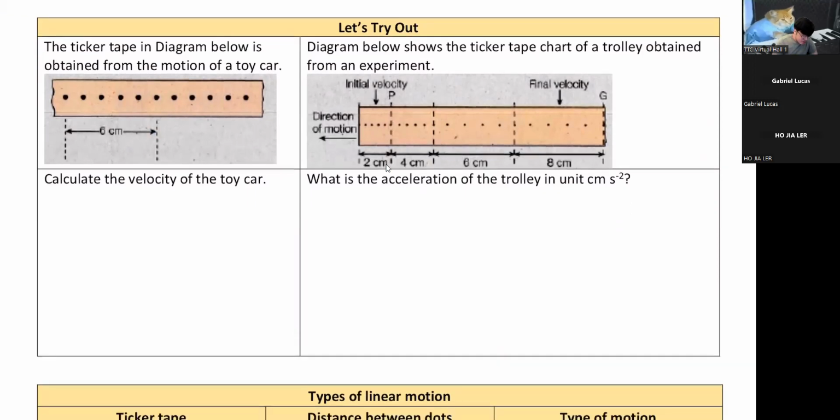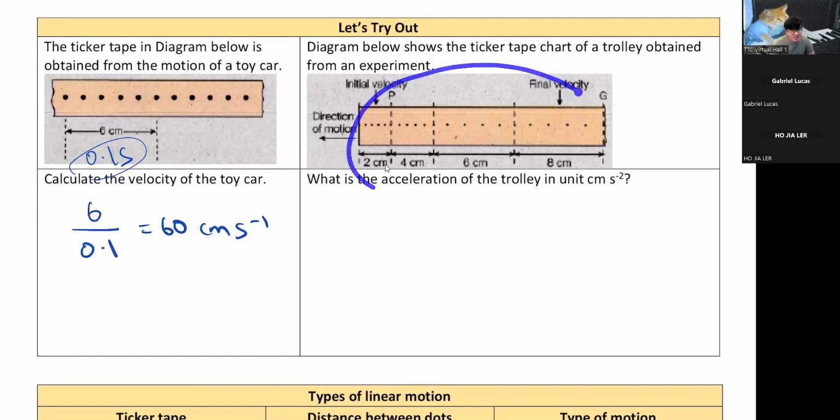Please check. Since this is 5 dots, the time is 0.1 second. Make it a habit and write your time down. It will make your calculation much easier. So this is distance divided by time. So you will get 60 cm per second. Did you get this right? I hope you did.